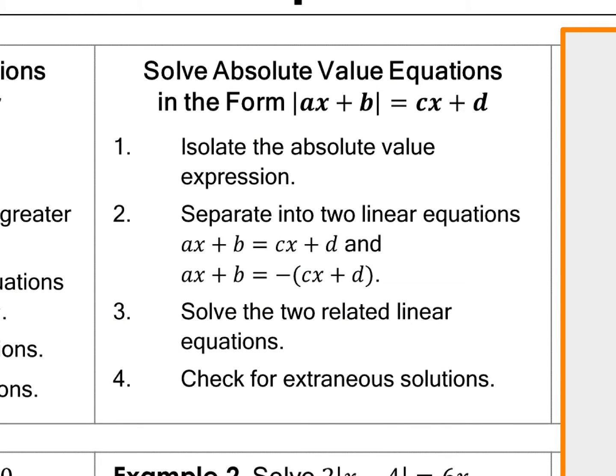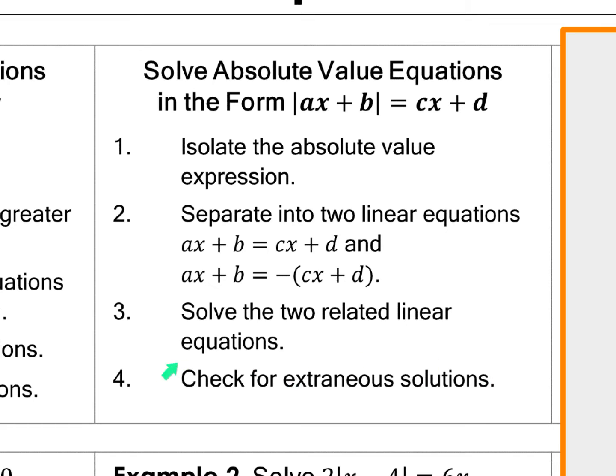Our second case is basically the same, except on the right-hand side, you also have an x. You have a variable. All right, so we're still going to isolate the absolute value expression. So anything outside, you have to get rid of it first. Then we're going to separate it, but look at this one. When we do the negative version of the equation, you have to put the whole right-hand side in parentheses. That way everything is negative and not just the first term. And then we're going to solve it and check for extraneous solutions.